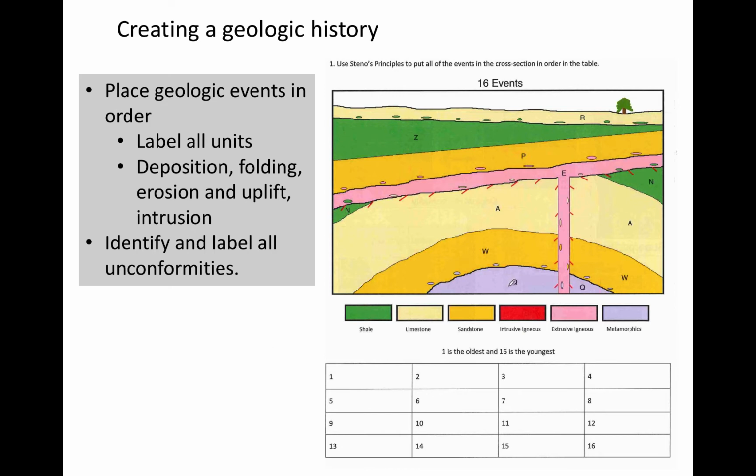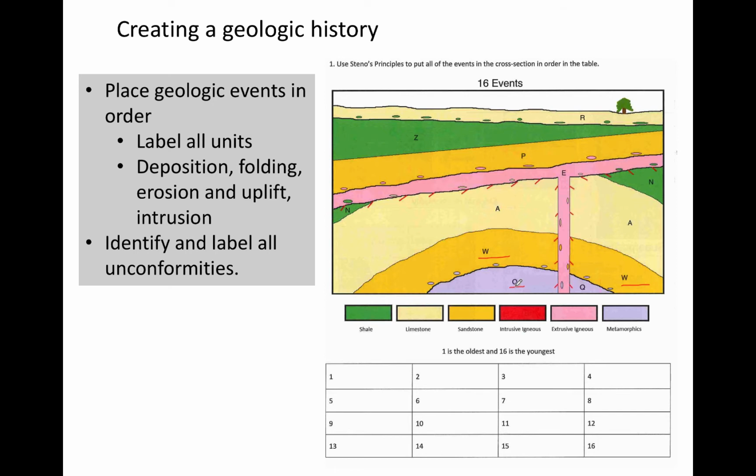You'll notice that each of the layers here is in a different color. Q, for instance, is a different sedimentary layer, then W, A, all the way up to R, where we have a surface up here which has a tree on it. So that's the most recent erosional surface. I typically work from the bottom to the top, and we need to be able to identify a few of the symbols in here as well.